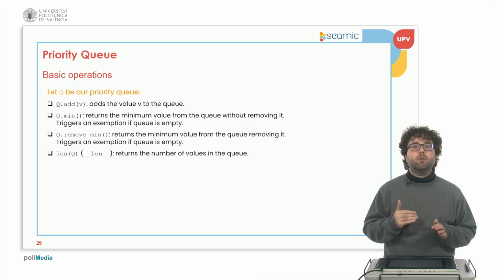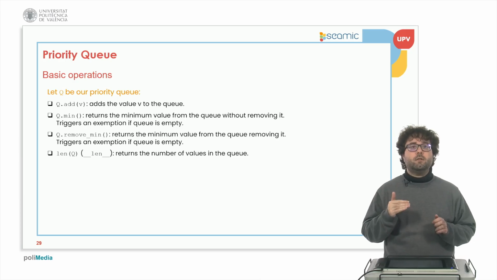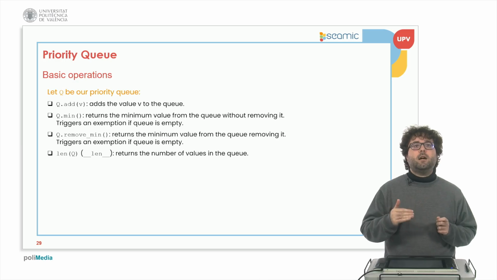So how are we going to compute this? Our basic operations will be considering that we represent the priority queue with the letter Q. We will implement a function for adding values into that queue. We will receive the value to be added, and it will be placed inside the queue.